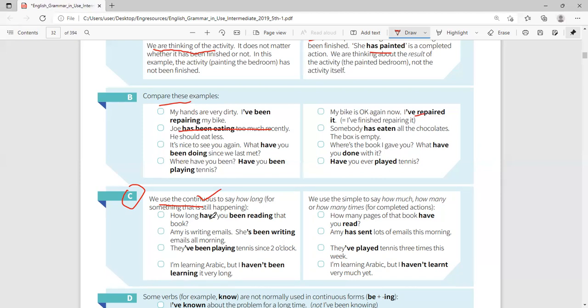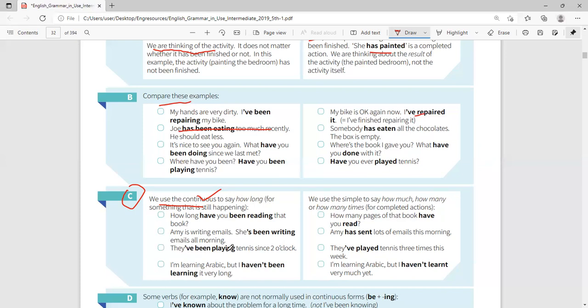How long have you been working here? How long have you been staying? How long have you lived? It gives the length of time that this thing has taken from that time, of course, until now. How long have you been reading that book? It's not only now. Ami is writing emails. She has been writing emails all morning. So from that time up to now, maybe.